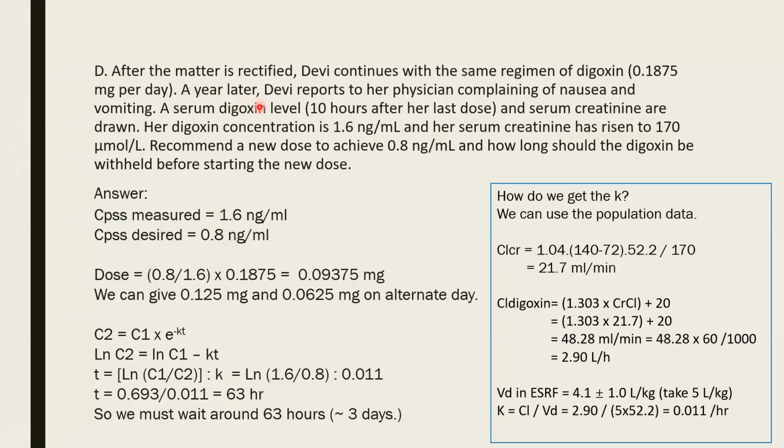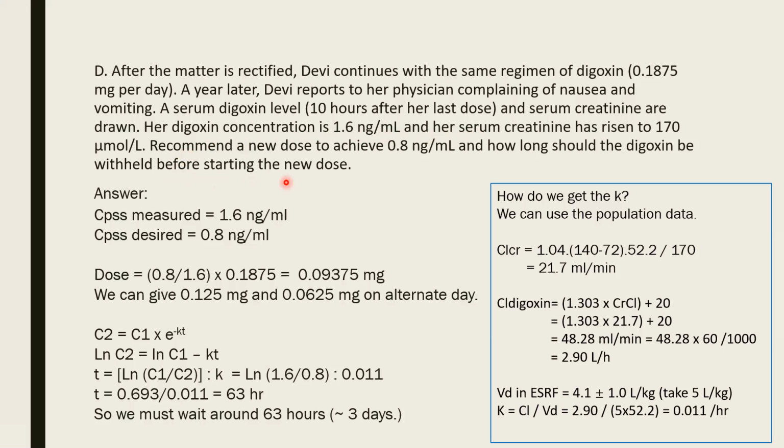A serum digoxin level 10 hours after the last dose. Why 10 hours? Just now we know already because of the distribution. And serum creatinine are drawn. Her digoxin concentration is 1.6 nanogram per ml, and her serum creatinine has risen to 170 micromole per liter. Recommend a new dose to achieve 0.8 nanogram per ml. And how long should the digoxin be withheld before starting the new dose?